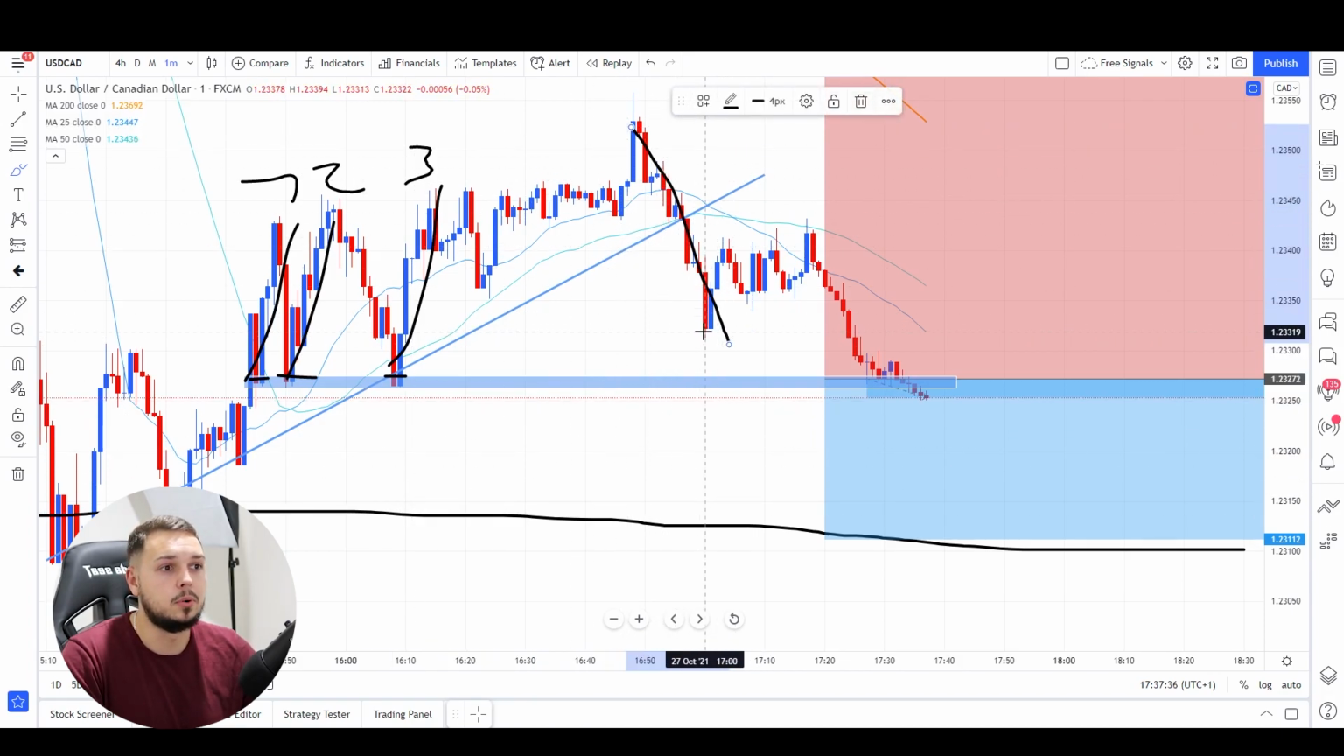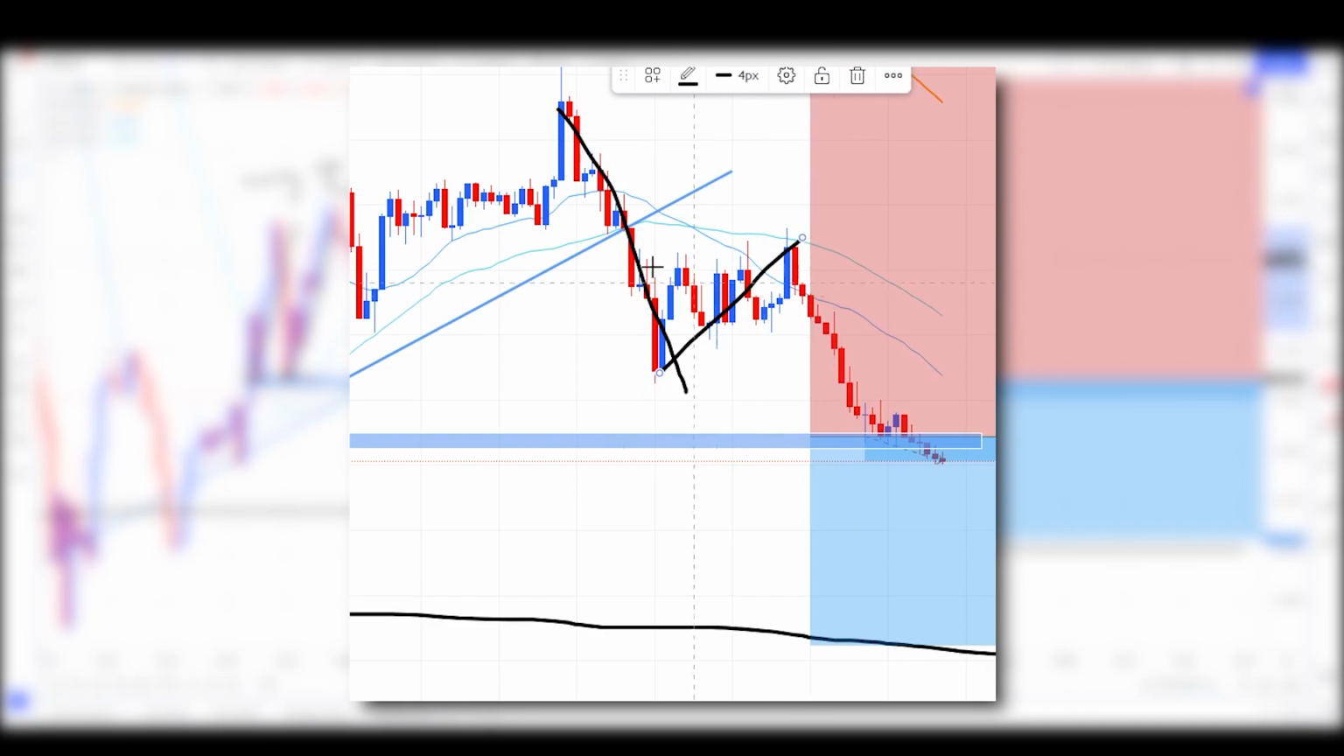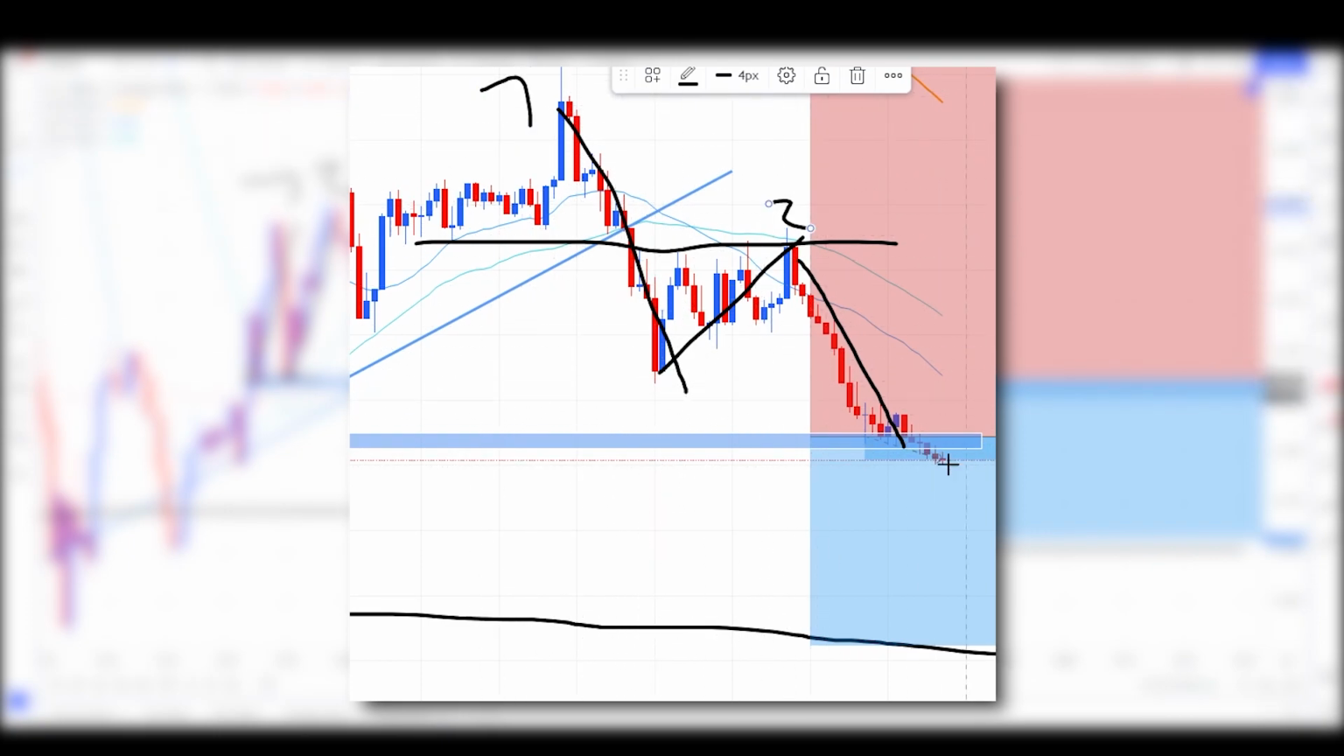What happens after a push? Exhaustion, previous area sensitivity over here, and going towards the downside. That's what usually happens: push, exhaustion, push scenario. So this is the push, this is the exhaustion, this is the continuational push towards the downside.